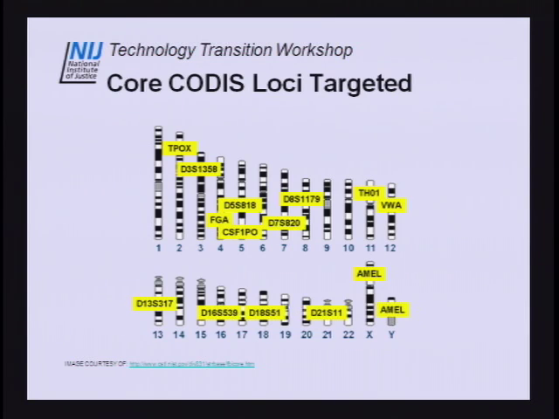So right now, we're focusing on the 13 core loci that go into the CODIS database, and then amelogenin, the sex type. And as you know, they're on different chromosomes, so you get high differentiation statistics because they segregate independently during meiosis.